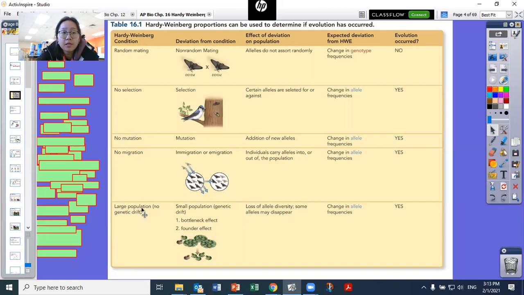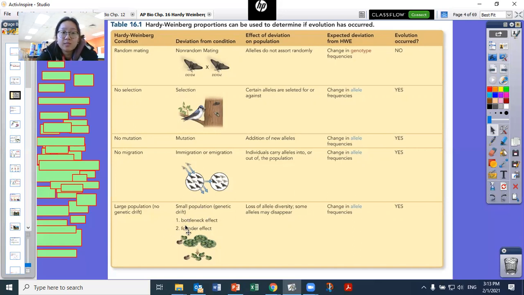So if your population is really large, then you wouldn't have any changes in allele frequencies because the vast size of the population maintains a certain kind of resistance to change. So the deviation from this condition would be having a small population where things can shift very dramatically, very easily, because one individual is already considered a large percentage of the allele ratio in that population, if there's a small population, right? So things that cause this are like the bottleneck effect or the founder's effect.